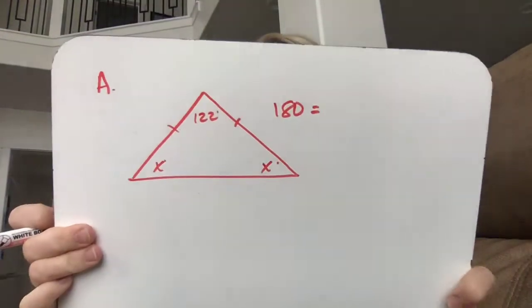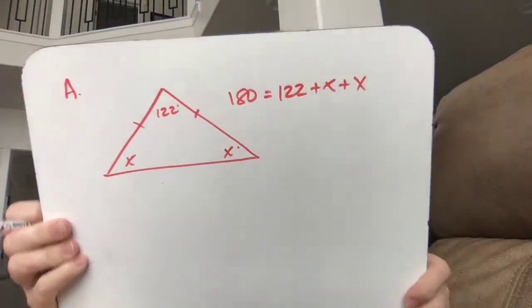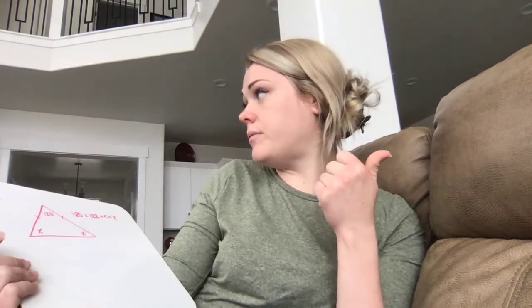So now our equations come into play. So we know that all triangles equal 180 degrees. So 180 equals, and so what's inside the triangle? We have 122, we have an x and x. So, 122 plus x plus x. So now we have our equation. First thing we have to do for equations is combine like terms or simplify. And then use opposite operations to solve, and then you're basically done.